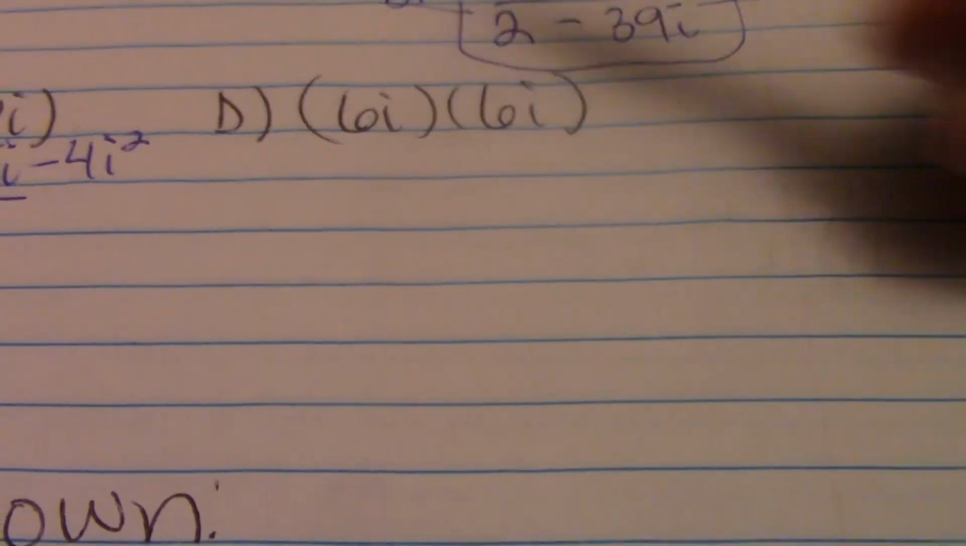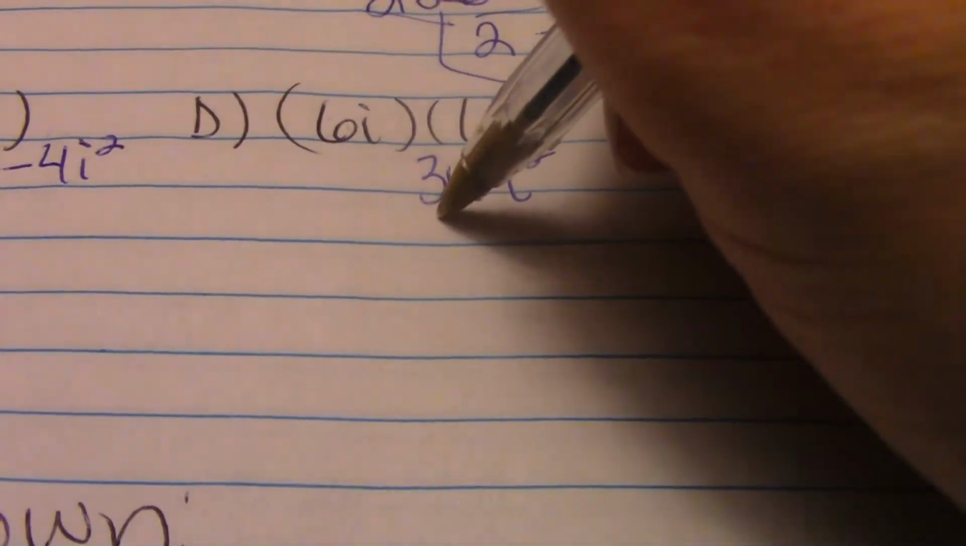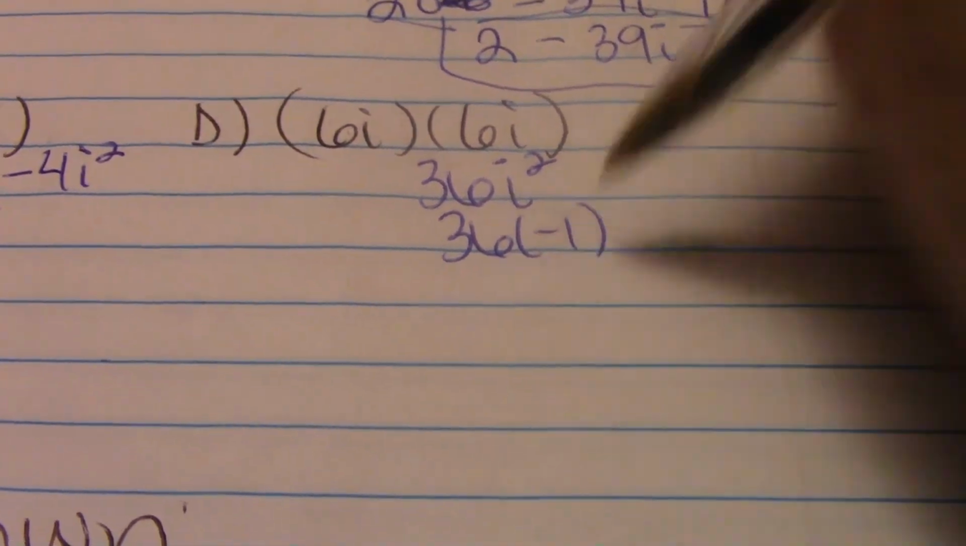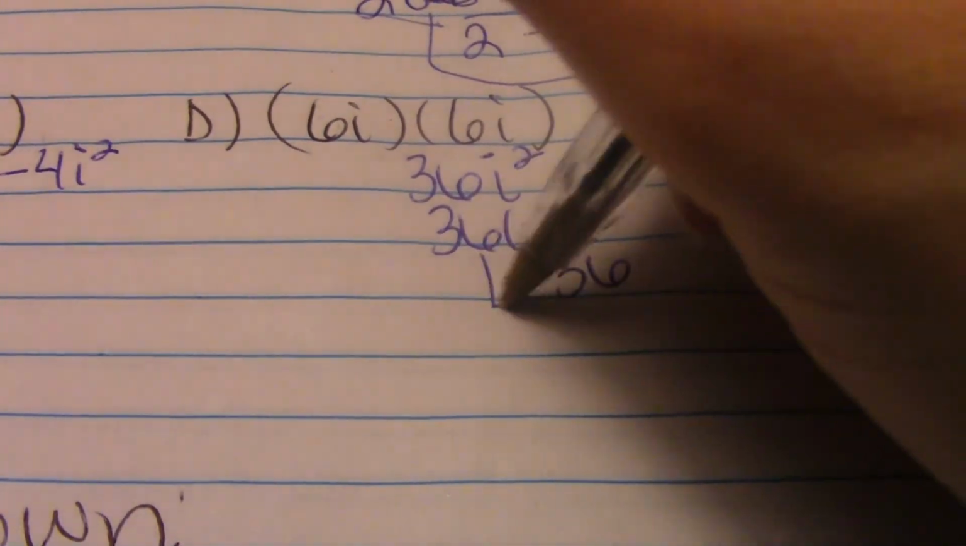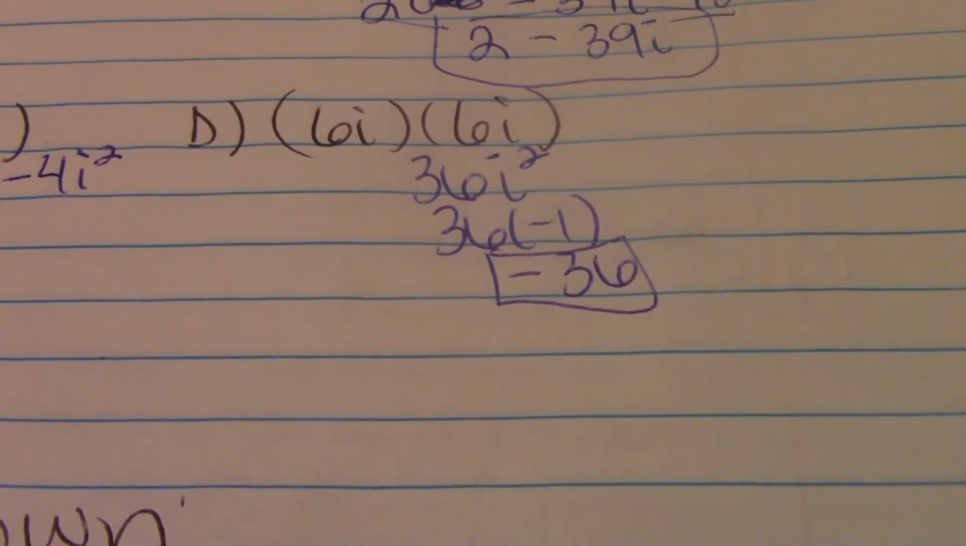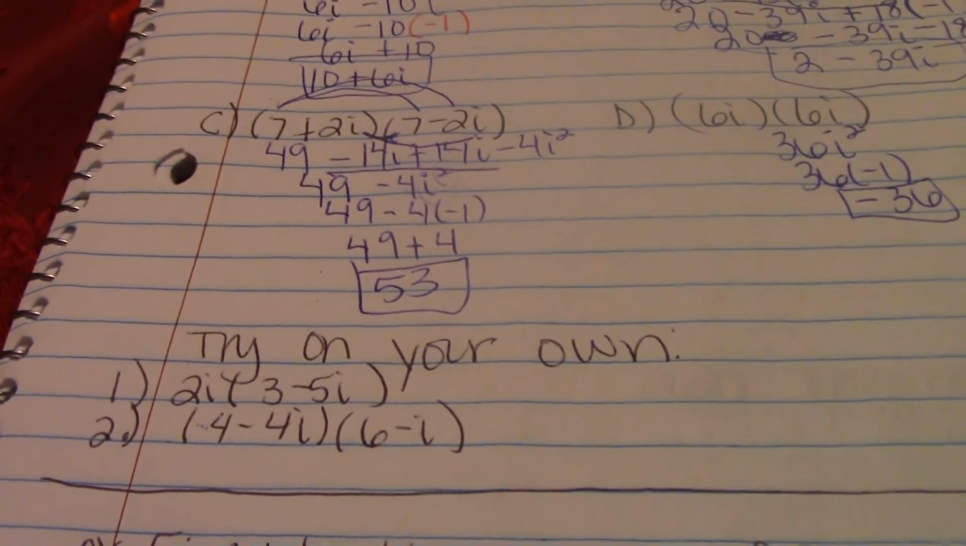Now D. We just have 6i times 6i. 6 times 6 is 36, and i times i is i squared. But remember, i squared is -1, so 36 times -1. 36 times -1 is -36. And that one is done. Try these two on your own.